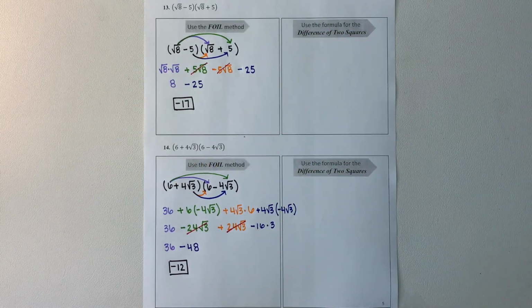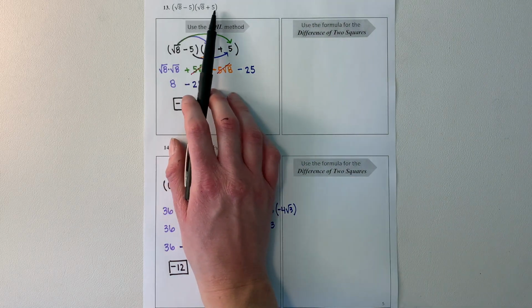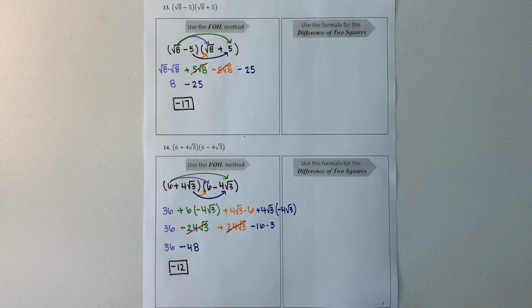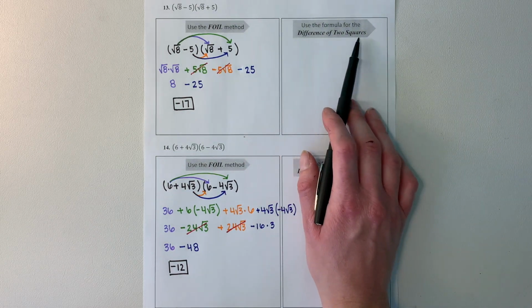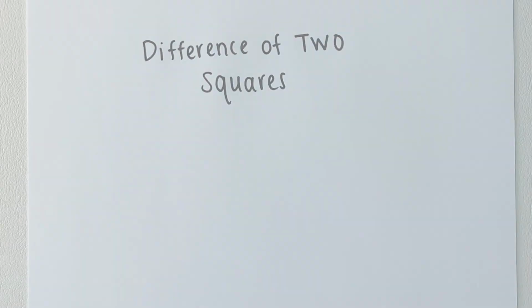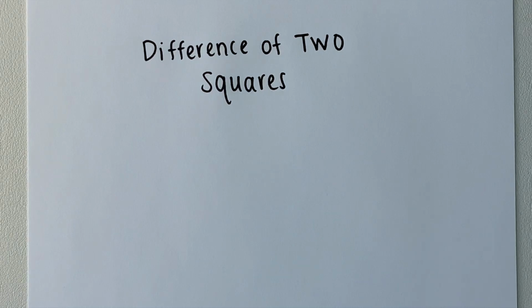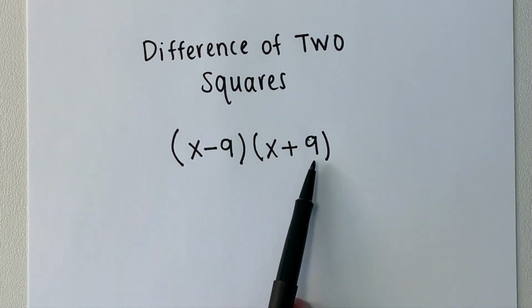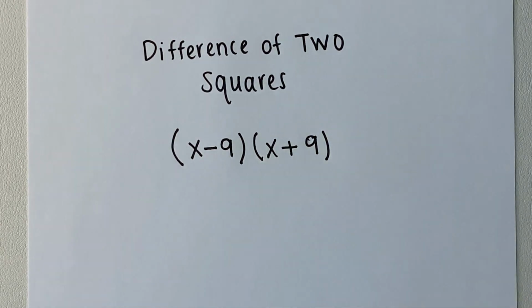But remember, when you have this special situation where what's inside your parentheses is identical, the only difference is that one has a minus and one has a plus sign, you could use the difference of two squares formula instead of foiling. Let's quickly review the difference of two squares formula. You can use it anytime your parentheses look identical, but one has a plus and one has a minus sign.